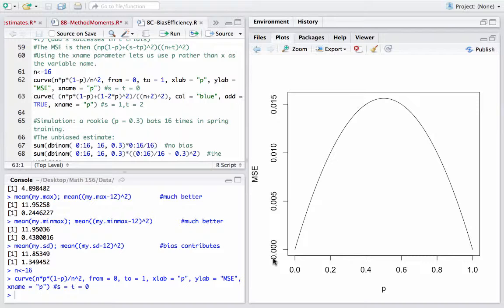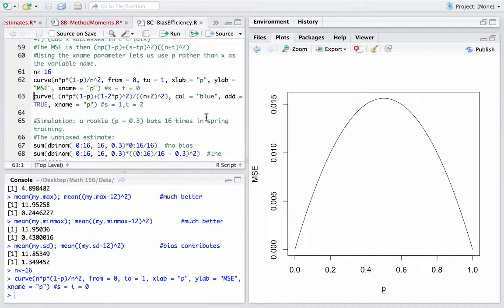So if the probability is 0 or 1, then our estimate will be perfect, which kind of makes sense. If the probability of something is 0, you'll have 0 successes, you'll estimate it to be 0%. If the probability is 1, you will have n successes, you'll estimate the probability to be 1. And then as we get closer and closer to a half, the variance gets higher and higher, and so the mean square error gets higher and higher.